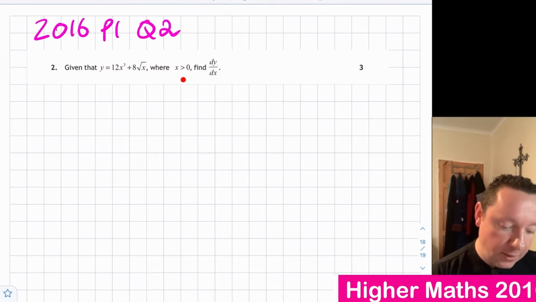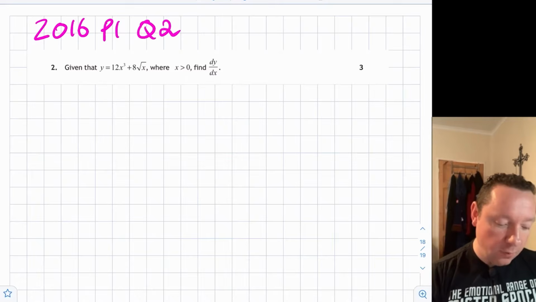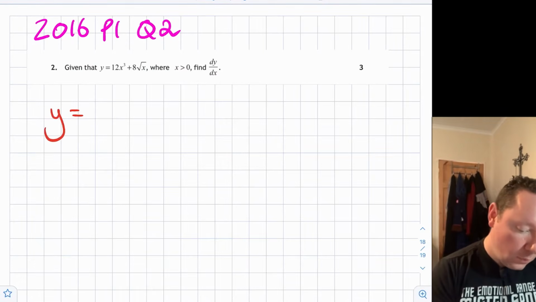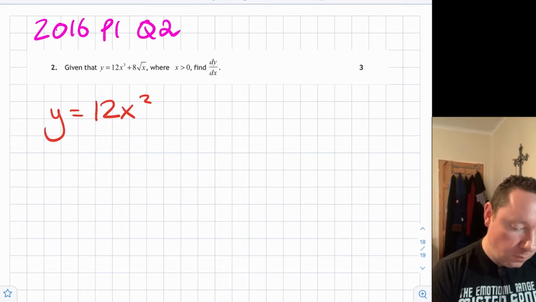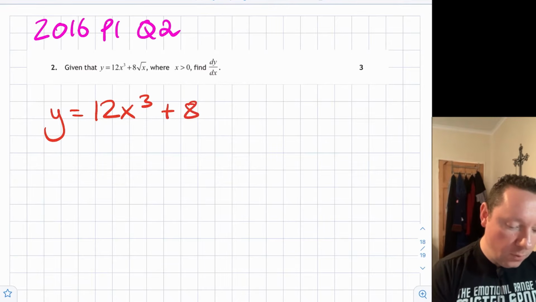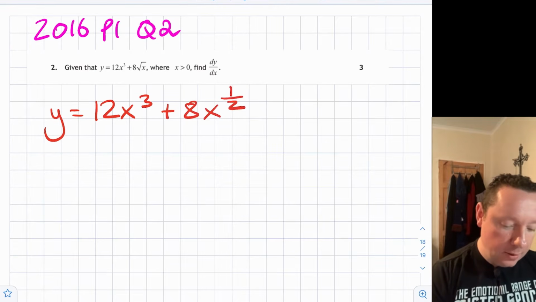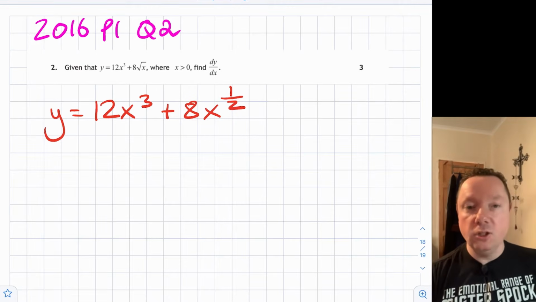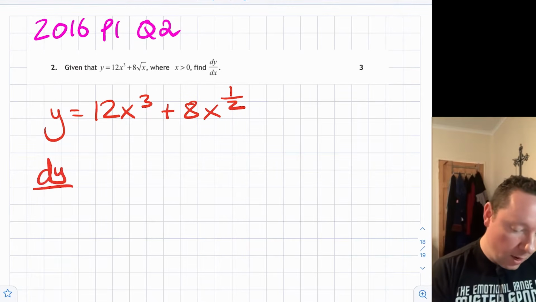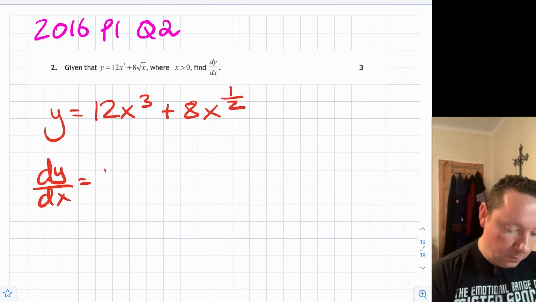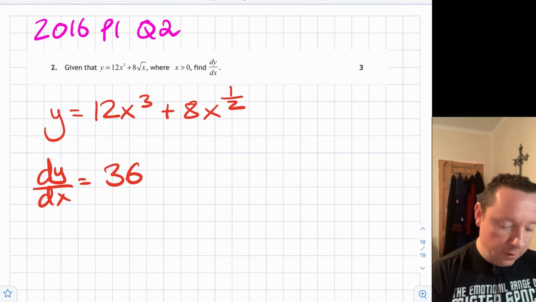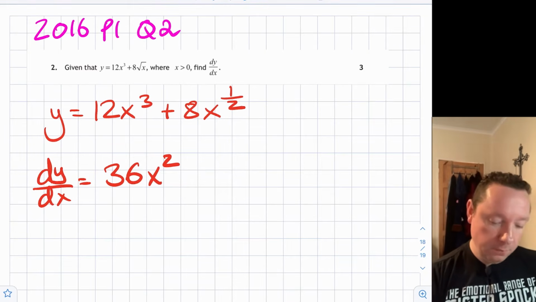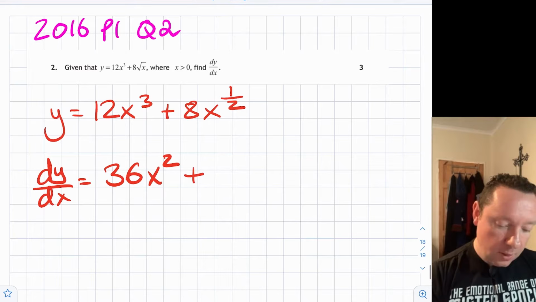And speaking of an exam situation, 2016 paper 1, question 2 says, given that y equals 12x cubed plus 8 root x, where x is greater than 0, find dy by dx. Okay. y equals 12x cubed plus 8 square root of x, x to the half. That's our first step, mark 1. Then dy by dx, I'll write it like 36 because 3 times 12, x squared because take away 1, plus a half times 8 is 4x, and it's to the minus a half.